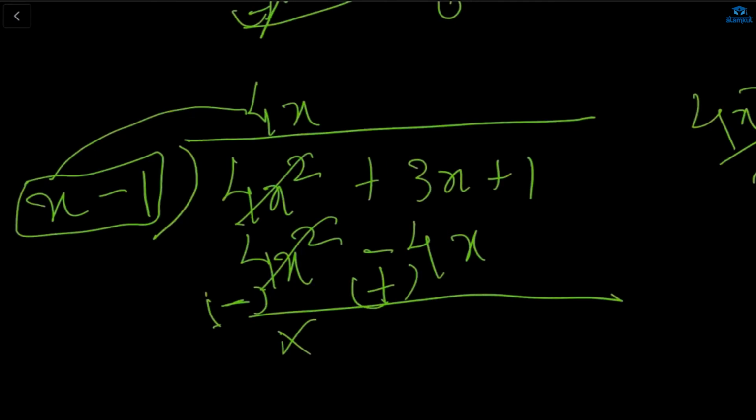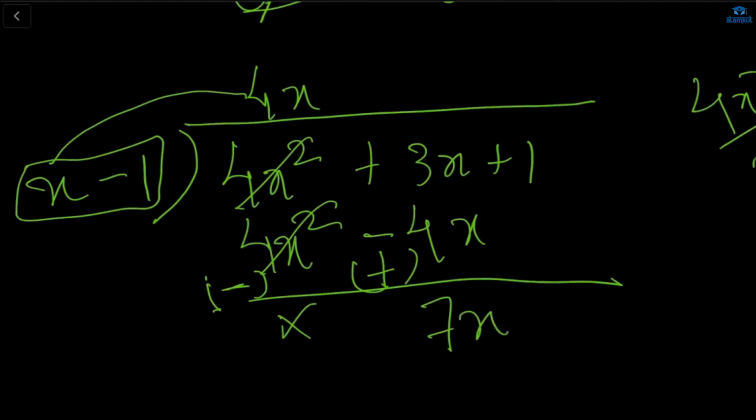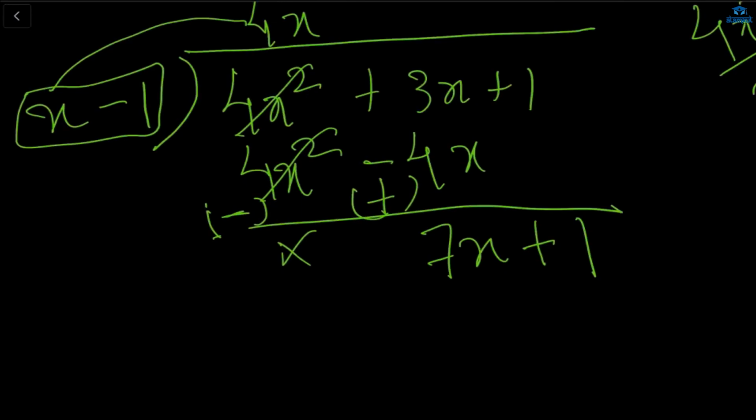Any doubt here, Arham? No, ma'am. Are you sure? Yeah. Okay. So the next value that we got here: you are going to add 3x plus 4x. So you will get 7x. And the rest of the terms you are going to copy down. So 1 is here, so it is plus 1.